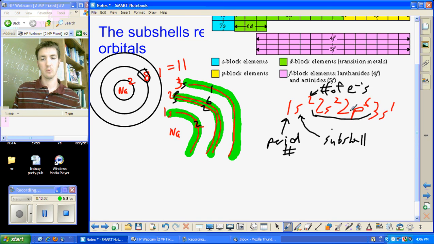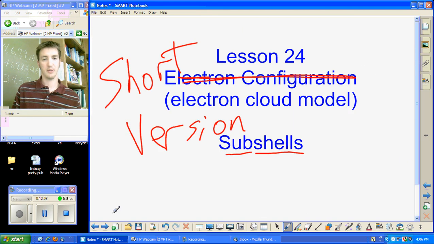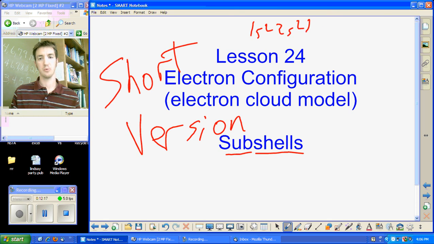So this is what we call that scary thing at the beginning, the electron configuration. An electron configuration is just the directions to get to that electron. So if I said 1s2, 2s2, 2p6, 3s2, 3p1. Could you tell me what element that is?